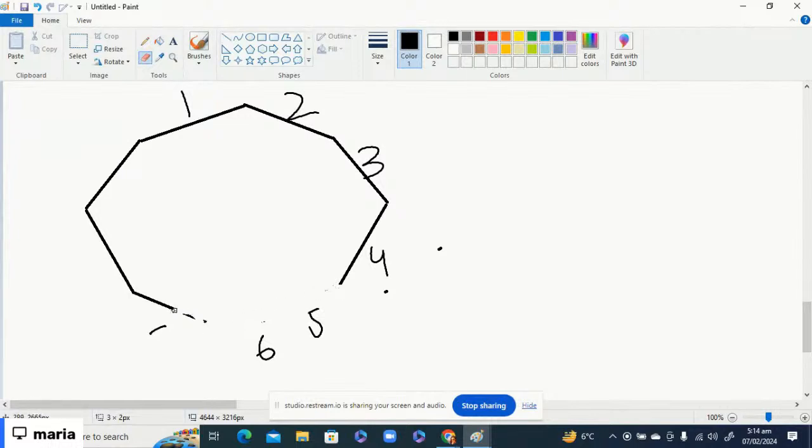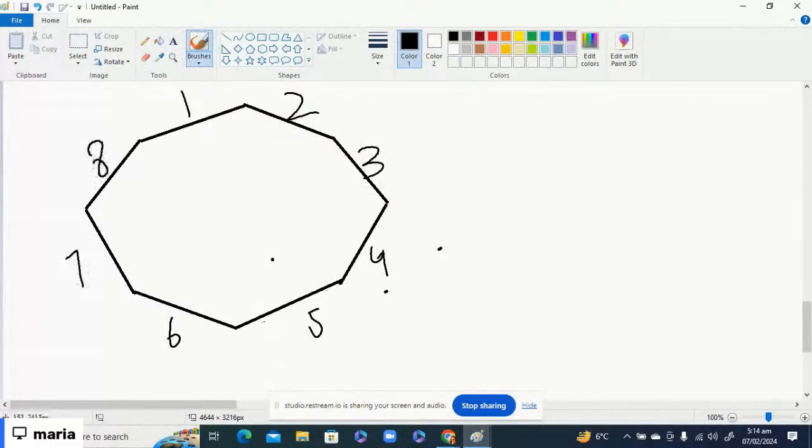I'm going to draw a proper shape of this, okay? So this is a proper shape. Yeah, this one. Now just count all the sides. Is that 8 sides? Because as we know, an octagon has 8 sides. So 1, 2, 3, 4, 5, 6, 7, 8.